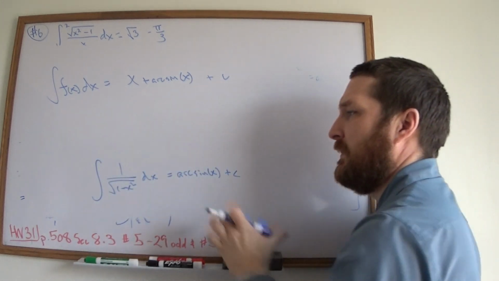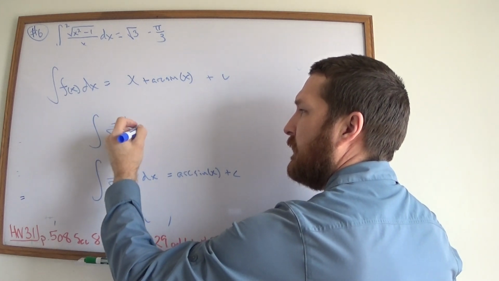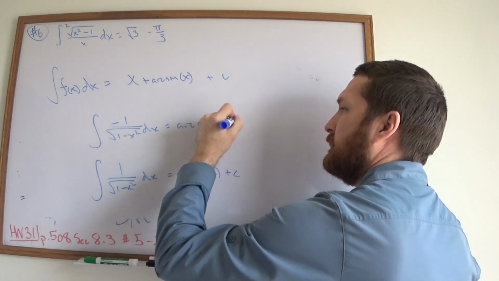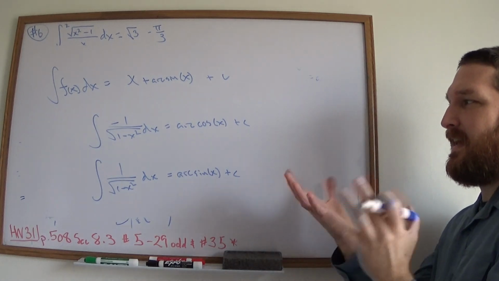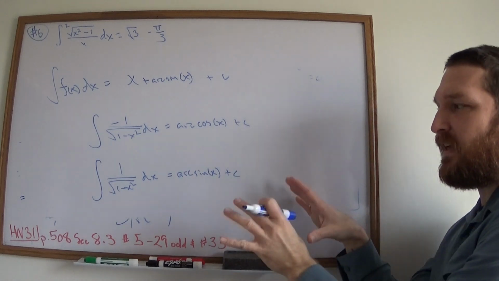But then the integral of -1 over this is arc cos. So yeah, then it's off by the constants and stuff like that. But so this type of thing might happen.